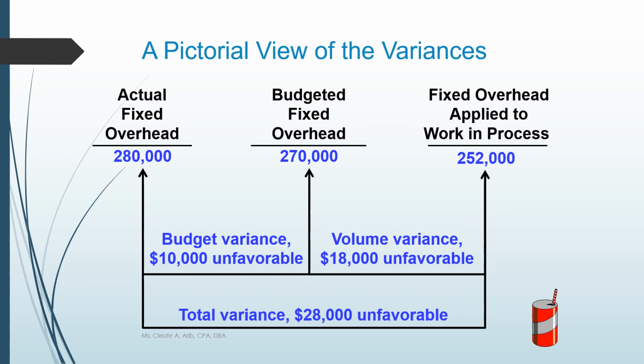In this slide, we can see a pictorial view of the variances for your fixed overhead. So in a way, parang na siyang summary of your two variances for fixed overhead. Makita natin dito that with regards to budget variance, that is unfavorable by 10, and then your volume variance, still an unfavorable variance at 18,000. So that gives us a total variance of 28,000 unfavorable.